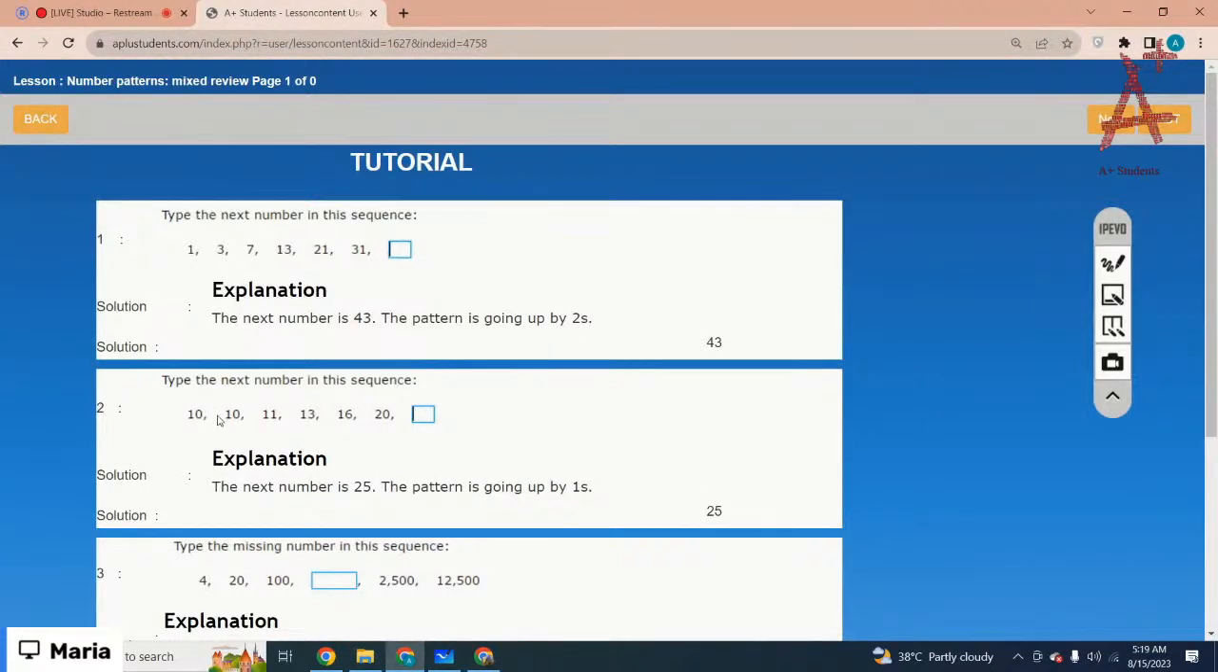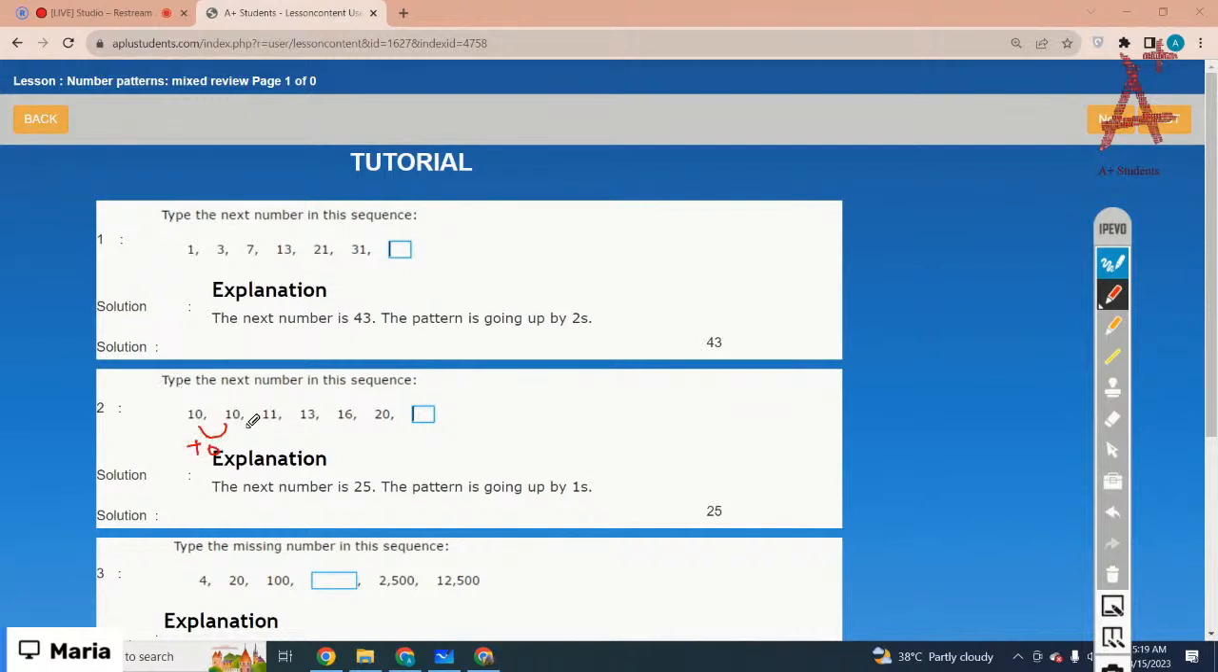Okay, type the next number in the sequence. The pattern is going up by ones. You can see 10 plus 0 is 10, 10 plus 1 is 11, 11 plus 2 is 13, 13 plus 3 is 16, 16 plus 4 is 20, and 20 plus 5 is, the next one would be 25, right?